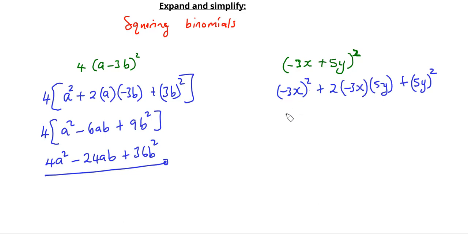Then we're going to get 9x squared. Then 2 times negative 3 is going to give us negative 6, times 5 is going to give us negative 30xy. Then plus 5y squared is going to give us 25y squared. Okay, this becomes our final answer.